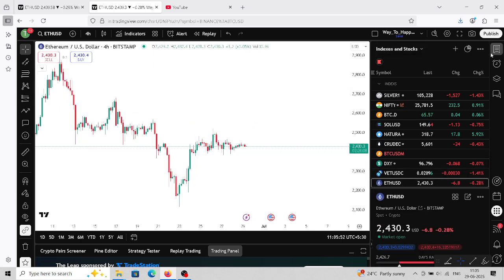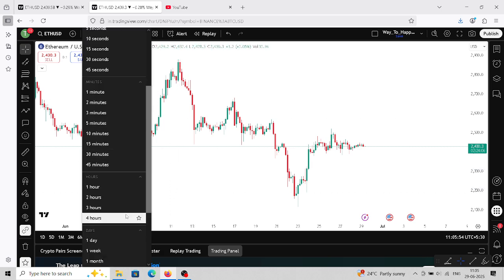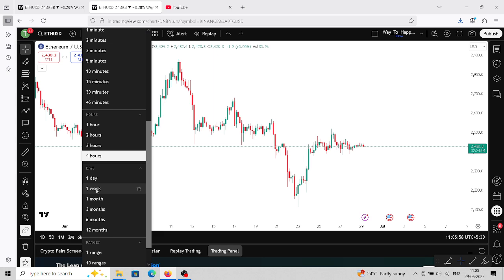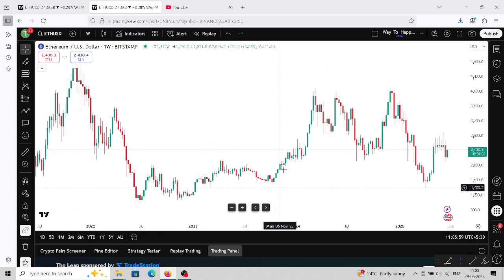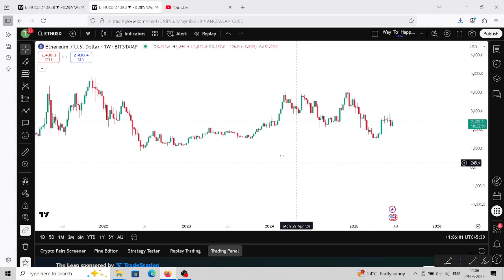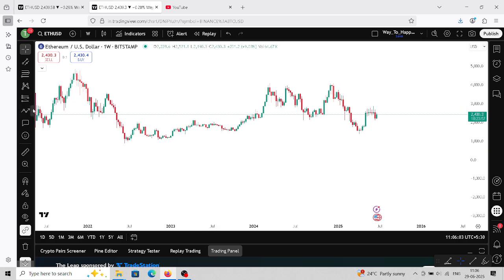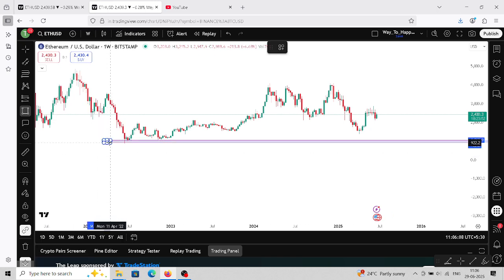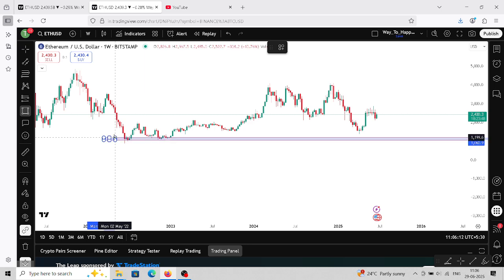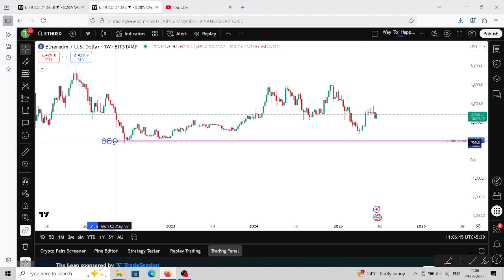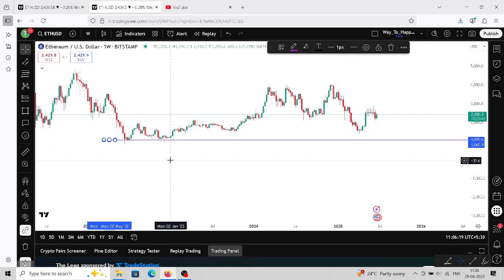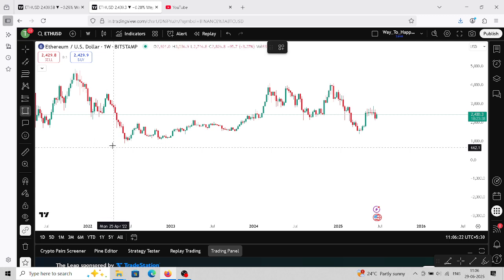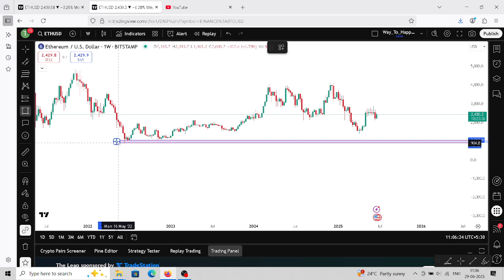Okay, so let's see ETH on a weekly time frame first, because we are doing analysis for the upcoming week. On the upcoming week, the ETH price action is quite different from BTC, honestly. So this is what I would say is the support on a weekly time frame. So this is my weekly support.